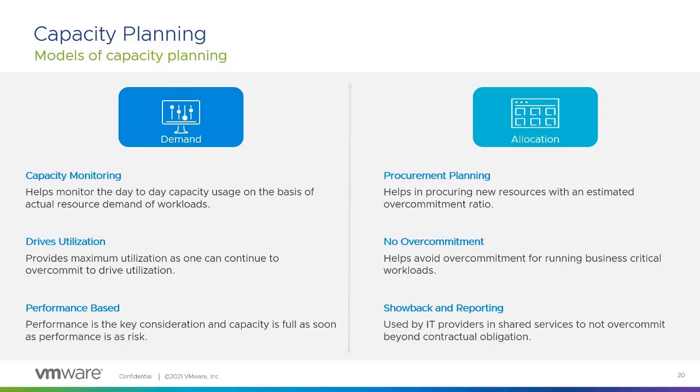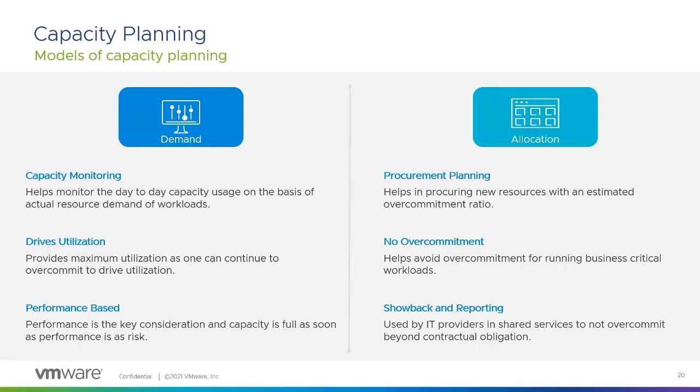So from an allocation perspective, it can be useful for procurement planning or environments where you have no overcommit. So it's a very strict kind of environment where, from an allocation perspective, you don't care about the utilization. I don't care if the virtual machines are running at 100% or if they're running at 0. The actual utilization of the virtual machines doesn't matter. It's what's provisioned to the virtual machines that is important.